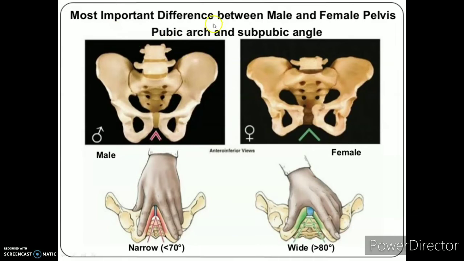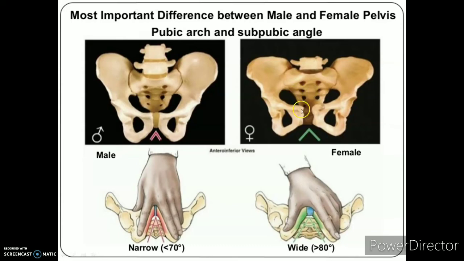The most important difference between male and female pelvis is the pubic arch and the subpubic angle. So now, what is the pubic arch? This is the male pelvis and this is the female pelvis. You can see the male pelvis is a little bit congested, and the female pelvis is a little bit wide. So this is the main difference between the male and female pelvis.